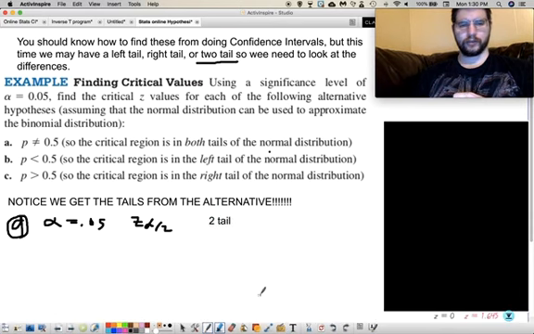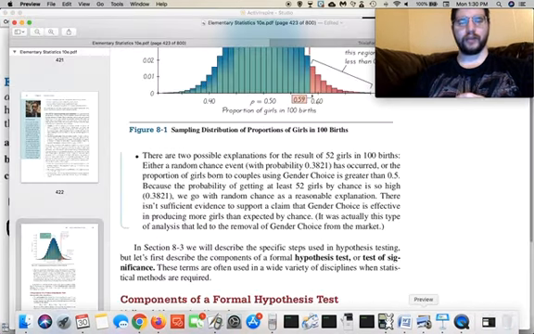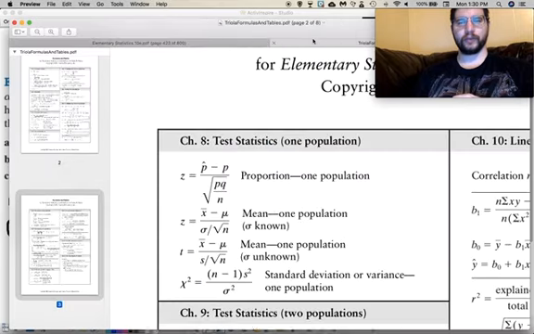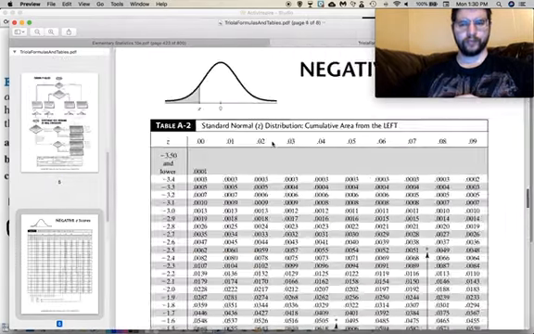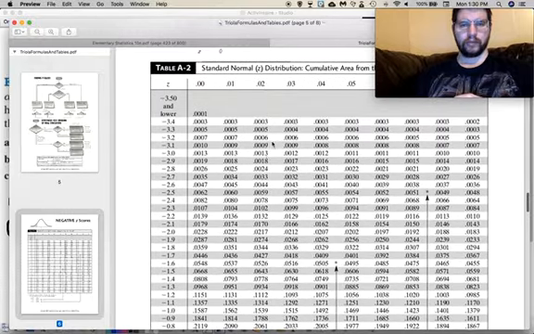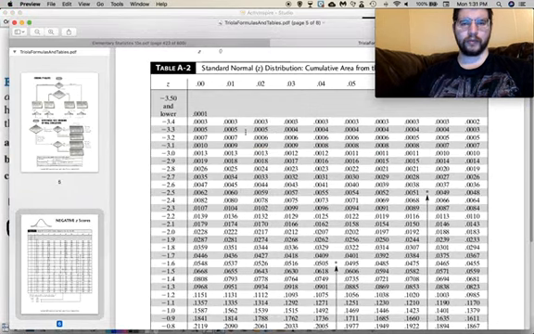So if we use the chart, alpha over 2 would be 0.025. Again, you should know how to find these on the chart, or how to find them in the calculator, whichever one you're doing. 0.025 is our alpha, what we're going to look up.